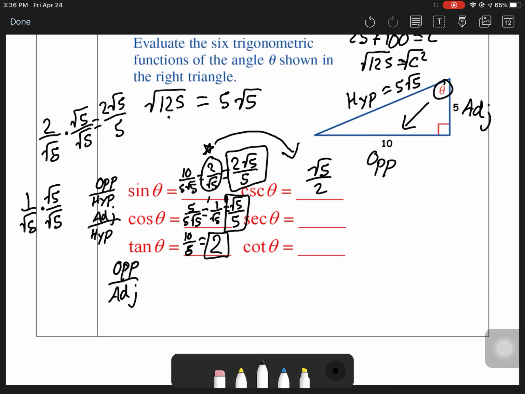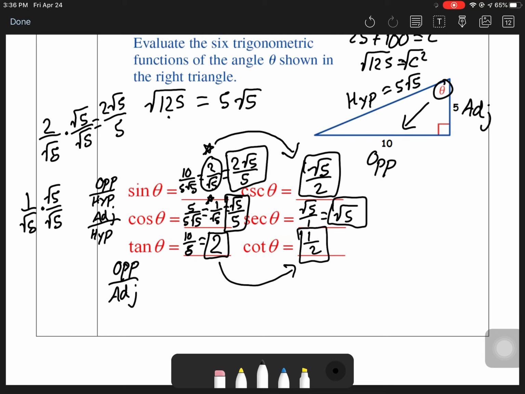So same thing for cosine. Let's look at that inside, the 1 over the square root of 5. The reciprocal of that would be square root of 5 over 1, which just equals the square root of 5. And finally, cotangent. The reciprocal of 2 would be 1 over 2. So it's 1/2 for the final answer on cotangent.